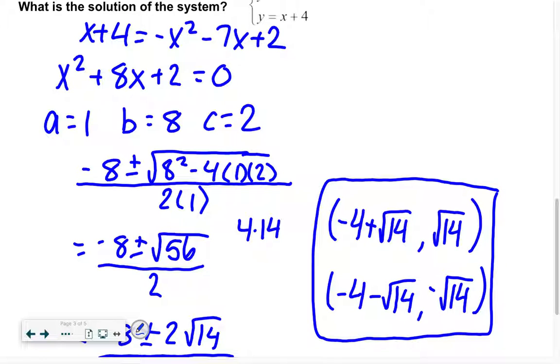I probably wouldn't check those in a quadratic, but you can do it if you want to. Where did you get the y? Plug it in your x, whatever you get for your x value. I'd plug it in the linear one just because it's a lot easier. Okay.